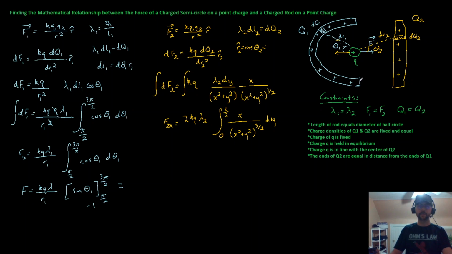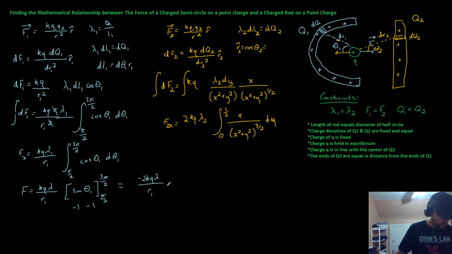And then on the bottom we have minus 1, because once again, it's just the y component. So we're starting at pi over 2, and we're ending at 3 pi over 2. So we're subtracting a negative 1 minus a positive 1, and as you can see, that equals negative 2. So the final solution is negative 2 k q lambda over r sub 1.